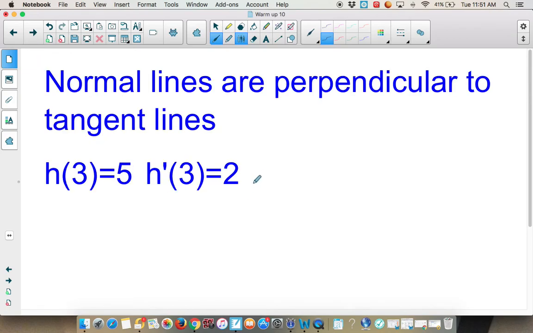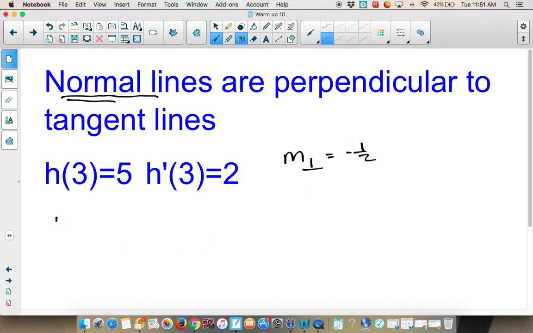Okay, and the last thing we touched on yesterday, we're touching on again today: normal lines are perpendicular. It's not that people have trouble understanding this, it's that they don't read the question carefully. If I want a tangent line, you just take the slope as given. If I want a normal line, that means I need my perpendicular slope, so that's going to be -1/2.